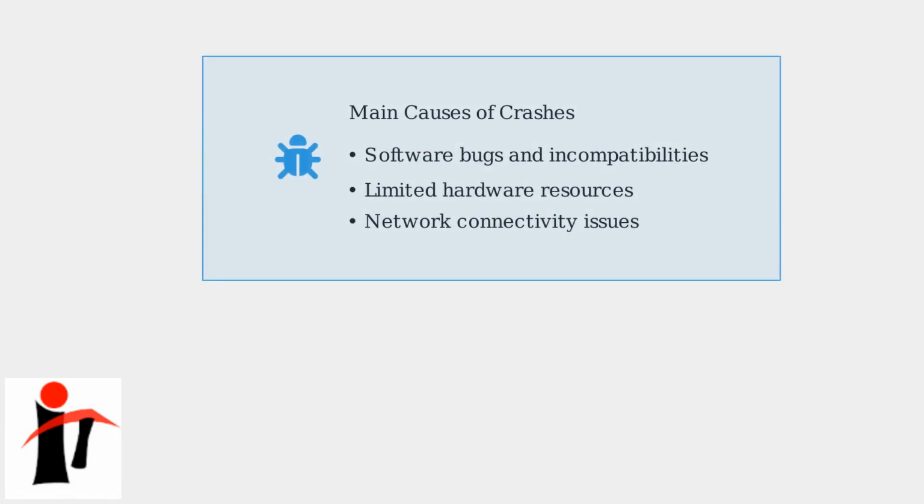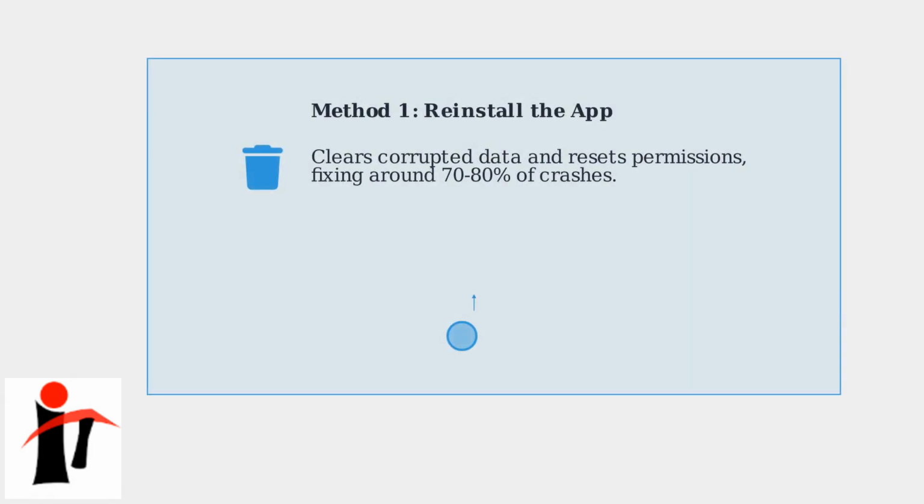Spectrum app crashes on Apple TV are a common issue, especially on older devices or after software updates. The main culprits are software bugs, limited hardware resources, and sometimes network issues. These can cause sudden app exits or error messages. Reinstalling the app will clear corrupted data and reset permissions, fixing around 70 to 80% of crashes.